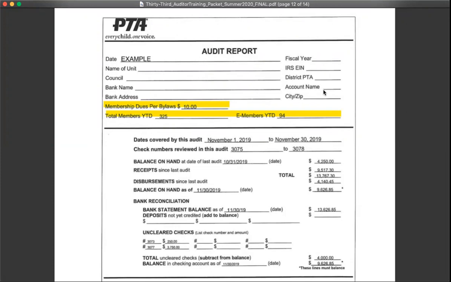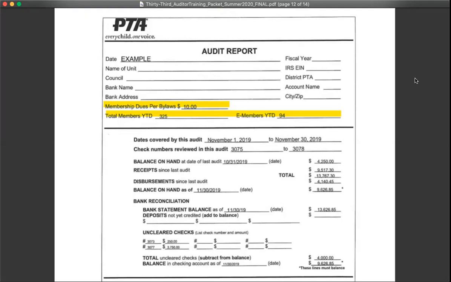You're going to put the unit name, and all this is specified. What's new from older audits is the account name. It used to be the account number, but now they want you to write the account name. There should be an audit report for each bank account. So under the account name, you may have checking, and then you may have another one for savings and another one for PayPal. So you want to make sure that you specify in each audit report the account name, and you pick a name. Checking 1, checking 2, whatever is identifiable for you.